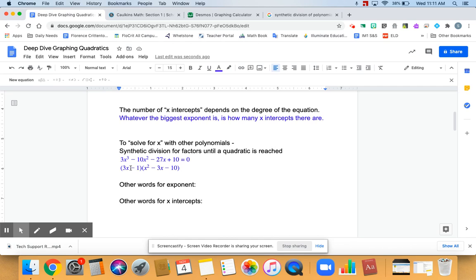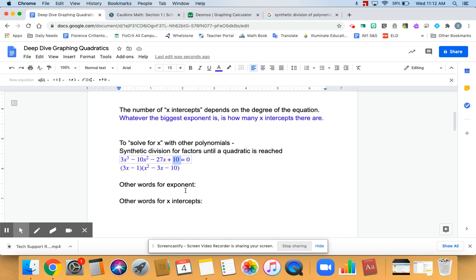And if I were to prove that to you, 3x times x squared is 3x to the power of 3. 3x times negative 3x will become negative 9x squared. But then the negative 1 with this one would give me another 1, which would be a total of negative 10x squareds. Then the 3x times the negative 10 would be negative 30 x's. But then this negative 1 will times to this negative 3 to get plus 3 x's, which will combine to the negative 27. Then finally, the negative 1 times the negative 10 becomes a positive 10.